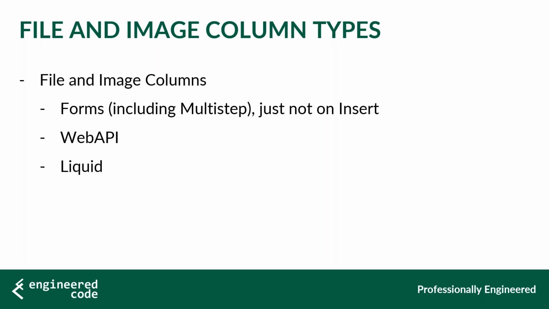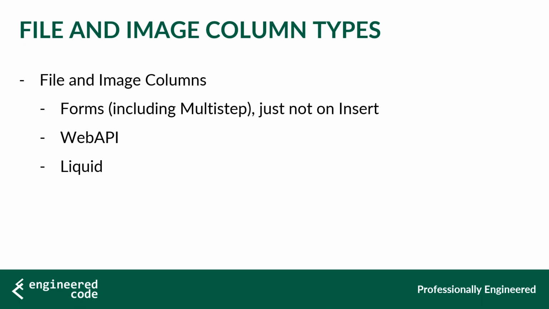The web API also supports file and image columns, so you can add records. If you have the requirement that as part of an insert of a record you need to upload a file, you can do it yourself using the web API. You can also access the details about an image and file column using Liquid. For example, if you have an image column, you can get the URL for that particular image so that you can display it as well. So file and image columns are, like I said, supported across Forms, Web API, and Liquid.